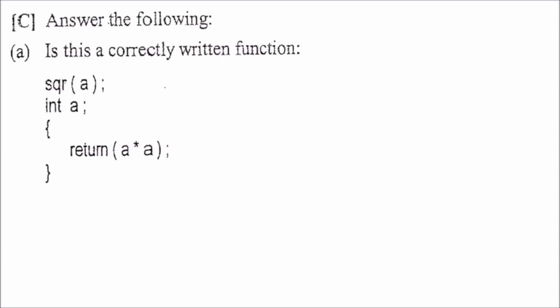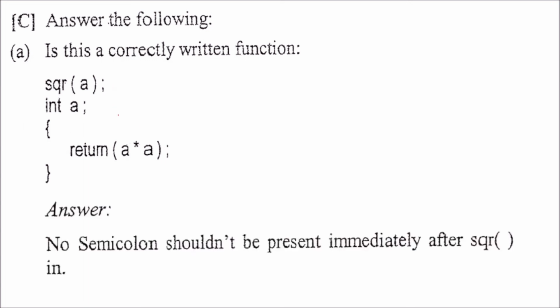Answer the following. Is this a correctly written function? This is all good. But this semicolon, when you are defining a function, you don't put a semicolon. And in fact, this way of defining, making A an integer, where you are defining or declaring it here, is the K and R method. K and R method. Kernighan-Ritchie method.